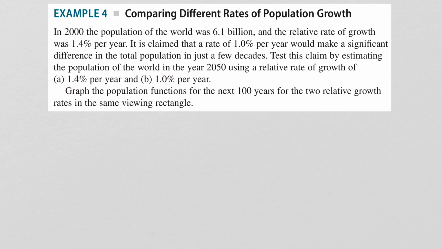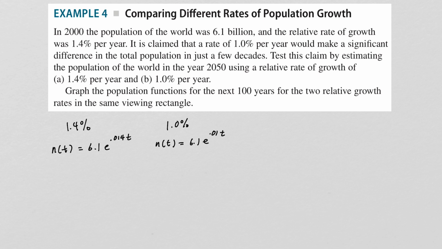And then let's graph the population functions, both of these, for the next 100 years. So first of all, for the 1.4% growth rate, the population N of t is going to be 6.1, and that's billion, times e to the 0.014 times t. And for the 1.0% growth rate, the number in the population will be 6.1 times e to the 0.01 times t.